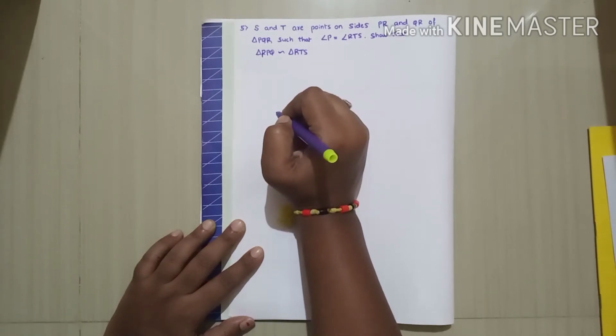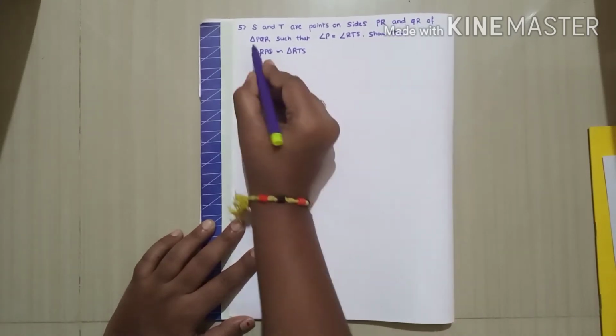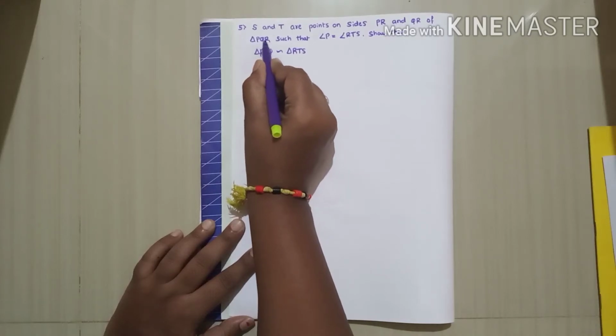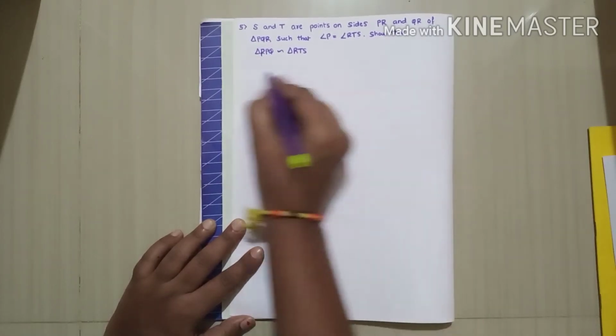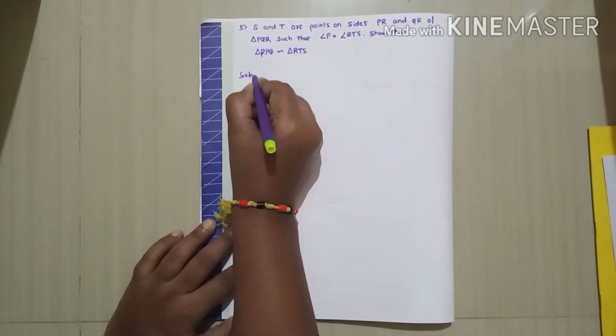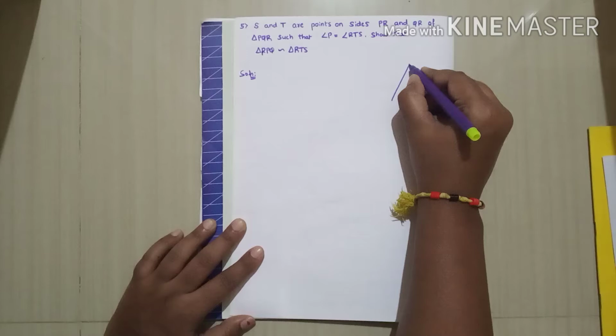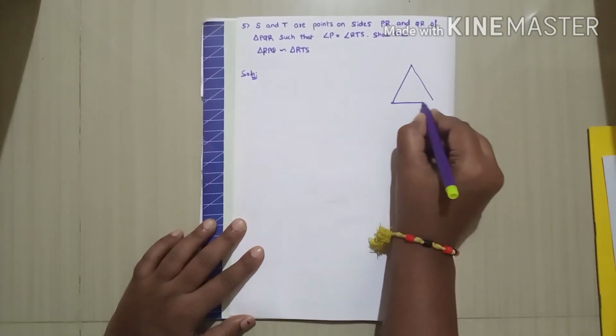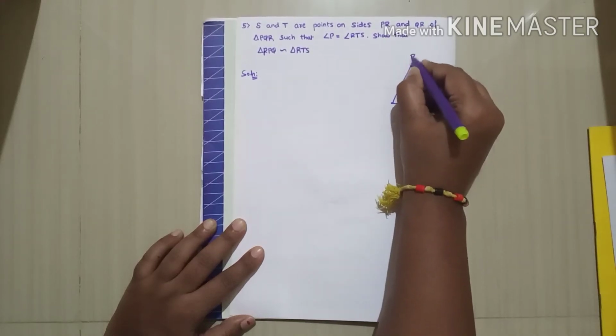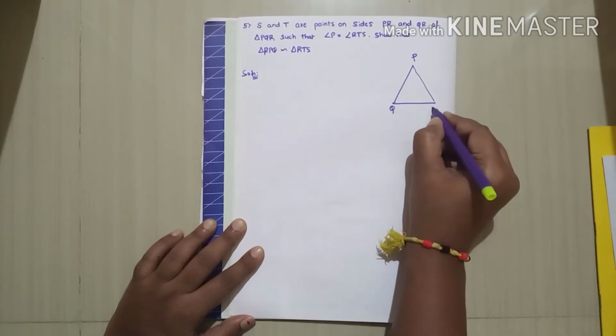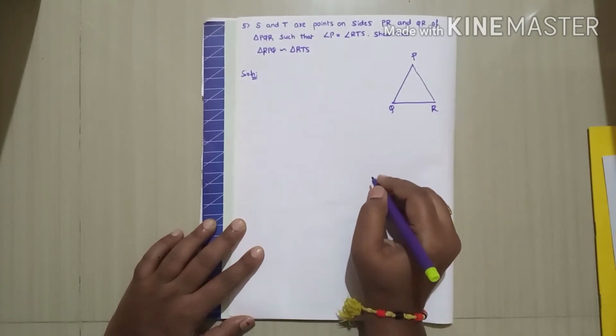Here they did not give the diagram. We only should draw the diagram. We have to draw the triangle PQR. First I will draw the triangle PQR. Triangle PQR you have to draw. Now you see what they have given.